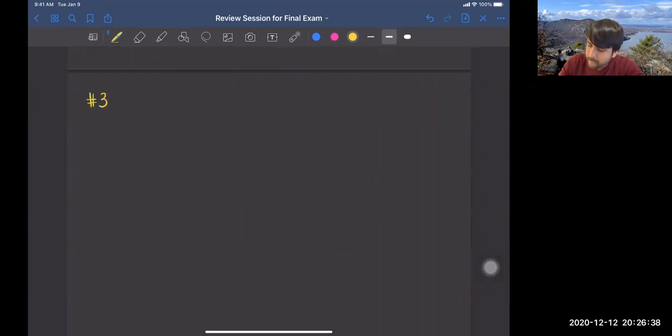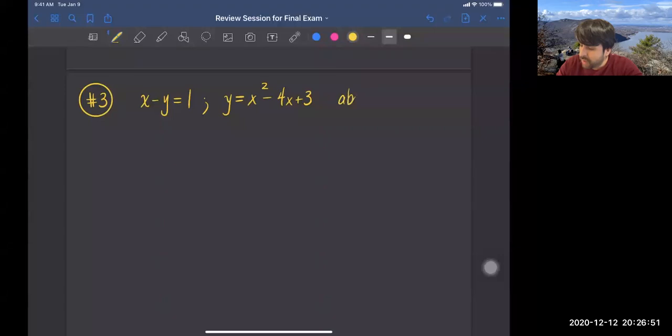Number 3. So number 3, we've got x minus y equals 1, y equals x squared minus 4x plus 3, and I want to revolve the region about y equals 3.